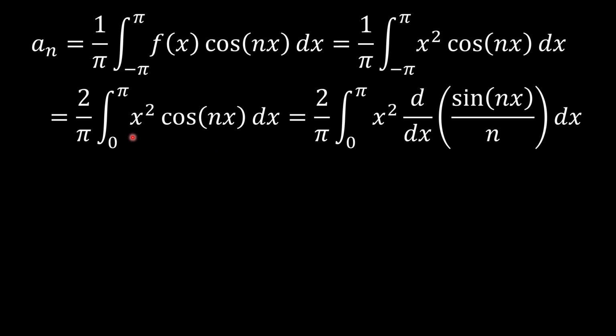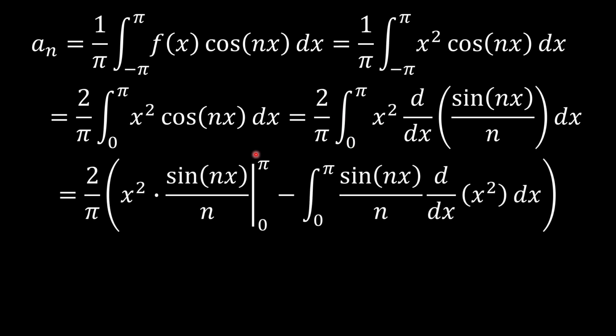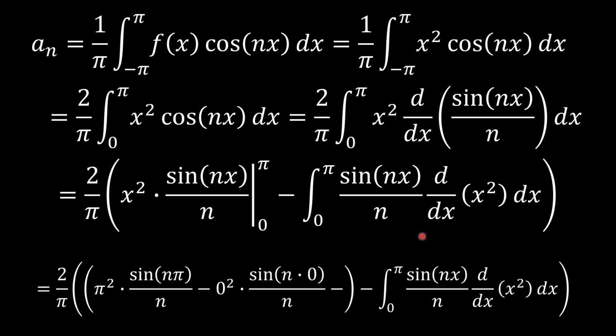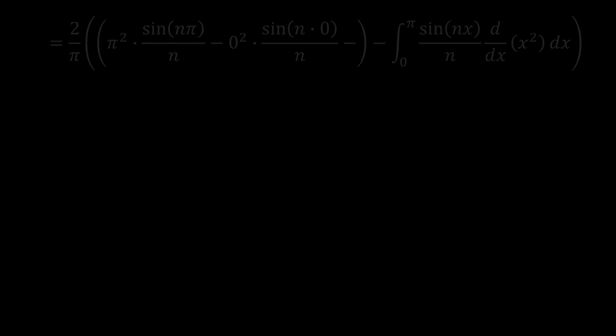But also, since this is symmetric, since cosine nx is also symmetric about 0, we now just take twice the integral from 0 to pi. And so, as we can see, integration by parts here, we have uv, which is x squared times sine nx over n, and then minus sine nx over n times the derivative of x squared. Substituting in pi and 0, we see that this will go to 0, this would also go to 0, and eventually we'll be left with that.